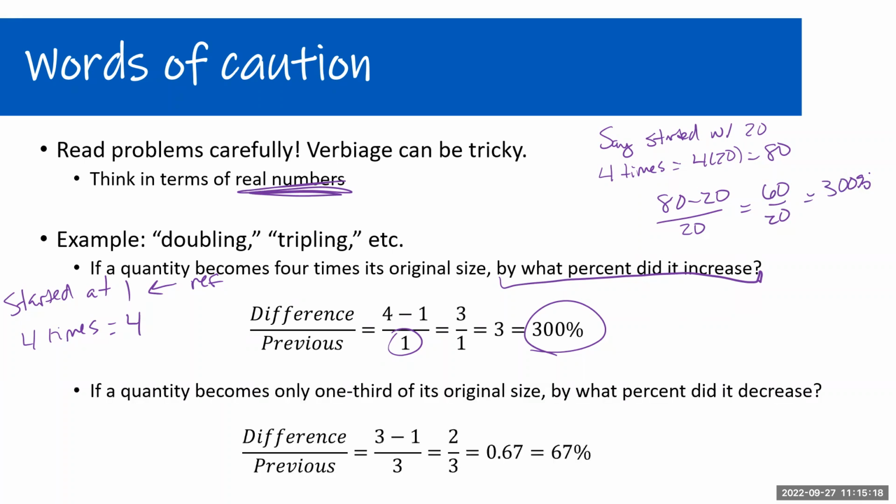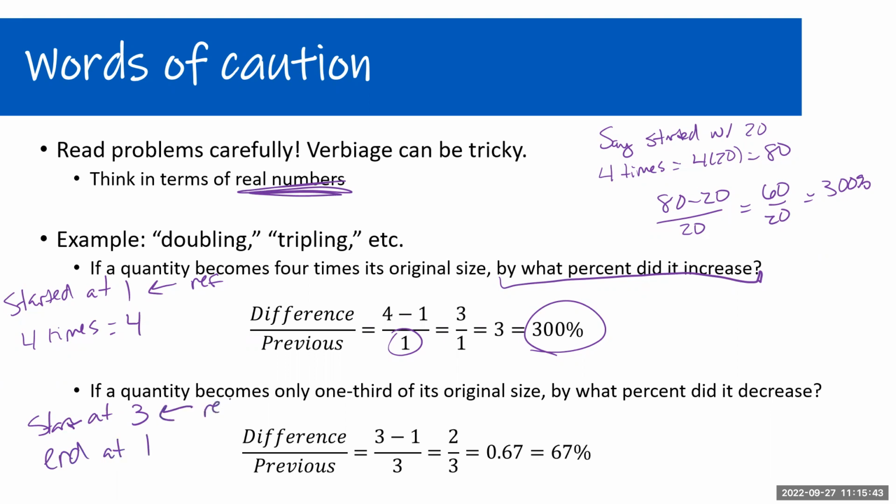What if a quantity becomes only 1/3 of its original size? What did it decrease? Well, now instead of saying you started at 1, you could say you started at 1 and you ended up with 1/3, but now you've got some ugly fractions to deal with in math, right? So now you can say, well, I'm going to start at 3, and I'm going to end with 1/3 of that, so I'm going to end with 1.